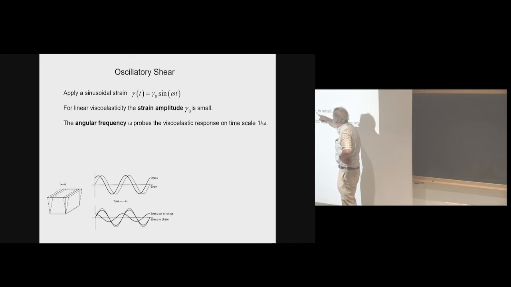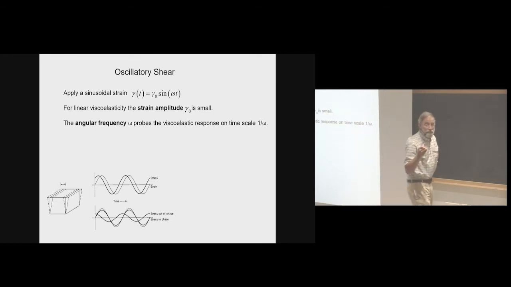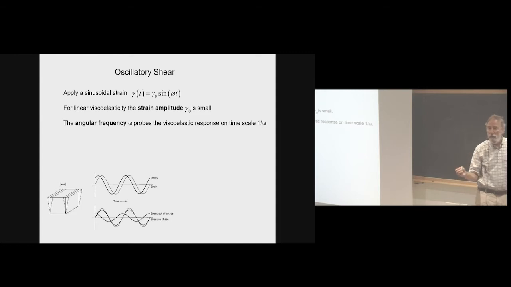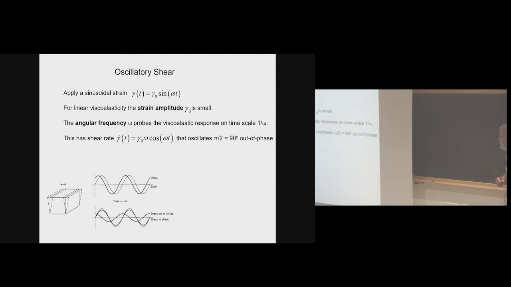There's an amplitude of the strain wave, and there's a frequency, omega. The nice thing about oscillatory shear is I get to choose omega, and I get to probe the linear viscoelastic response on the time scale that's 1 over omega, right? So it's kind of direct. And let's see. The shear rate is, of course, the time derivative of the strain, and that's cosine omega t, right? So it oscillates 90 degrees out of phase with the strain.